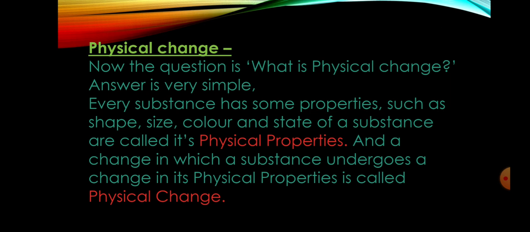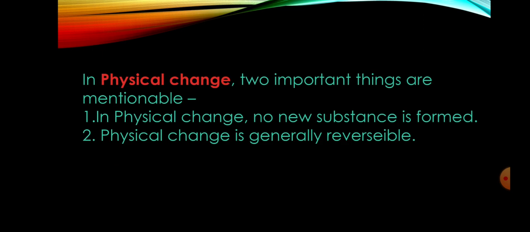The answer is very simple. Every substance has some properties such as shape, size, color, and state of the substance, which are called its physical properties. A change in which a substance undergoes a change in its physical properties is called physical change. In physical change, two important things are mentionable.